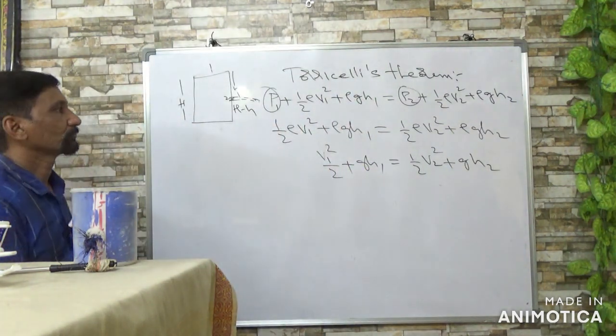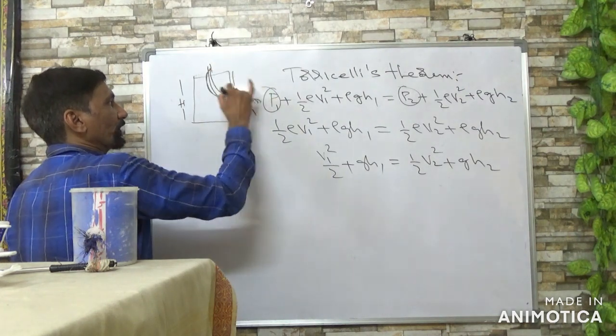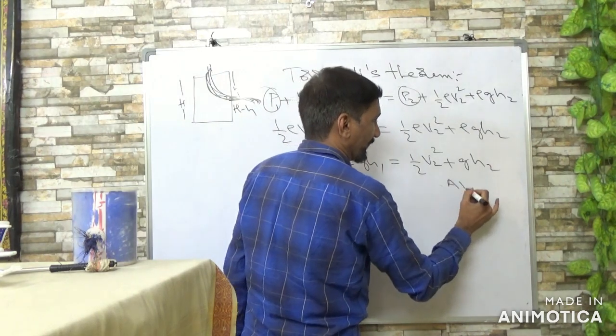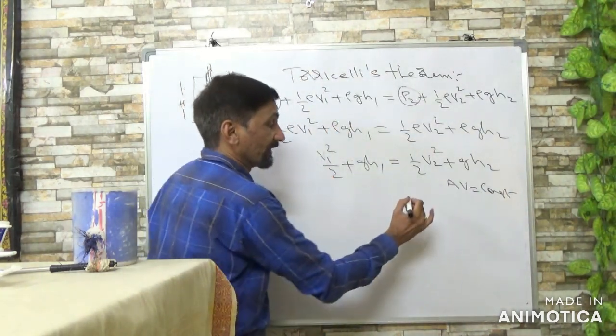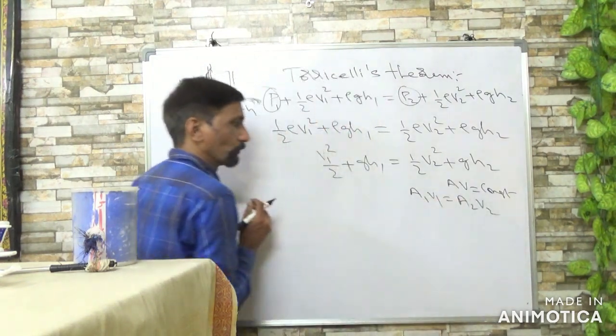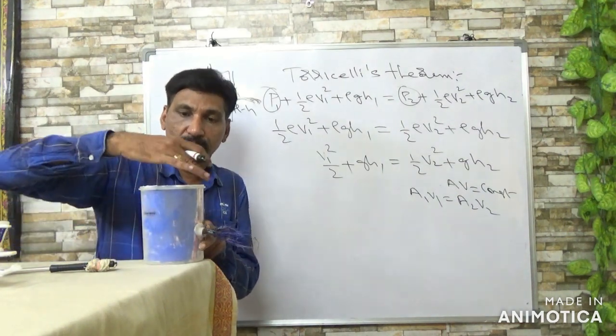Now, equation of continuity. Whenever flow is continuous, the product AV is always constant. So that is why A1 V1 equals A2 V2. A1 means the area of cross section of the tank.